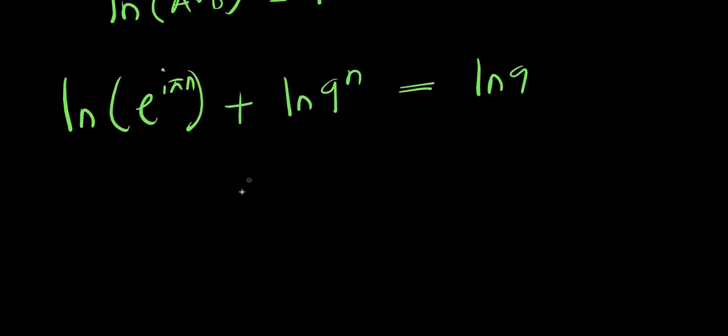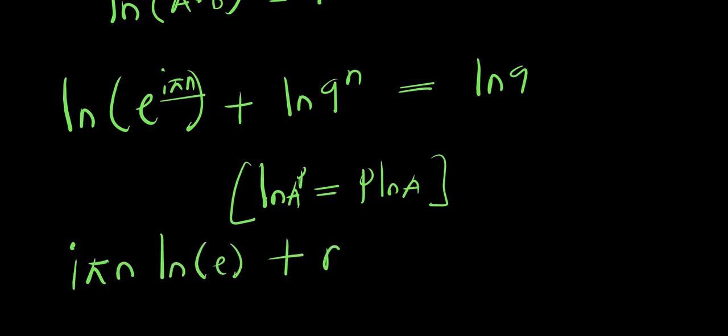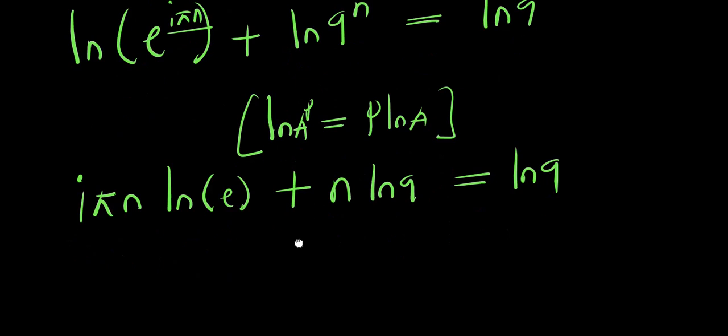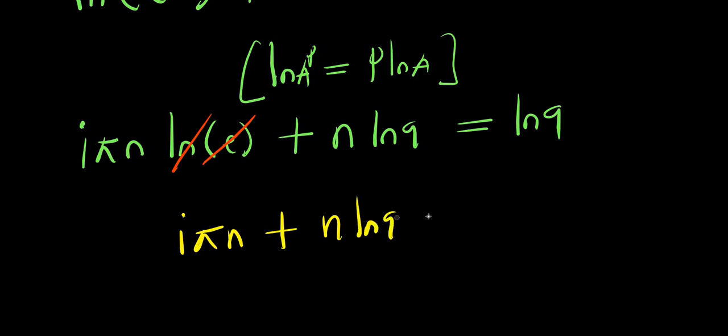So from here, I consider this other identity. If you have natural log of a power p, this equals p times natural log of a. This will come behind the natural log. I have i times pi n times natural log of e plus n times natural log of 9 equals natural log of 9. And don't forget that natural log of e can likely cancel out. So I have i times pi n plus n times natural log of 9 equals natural log of 9.